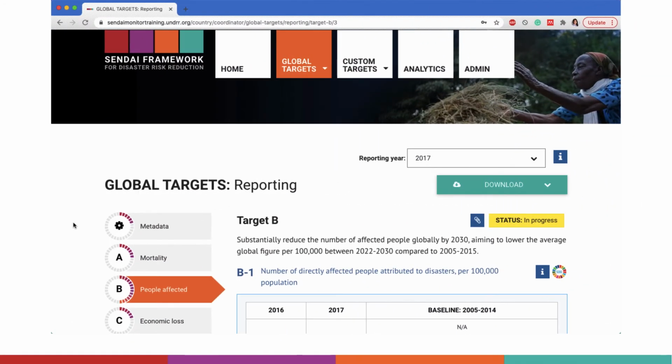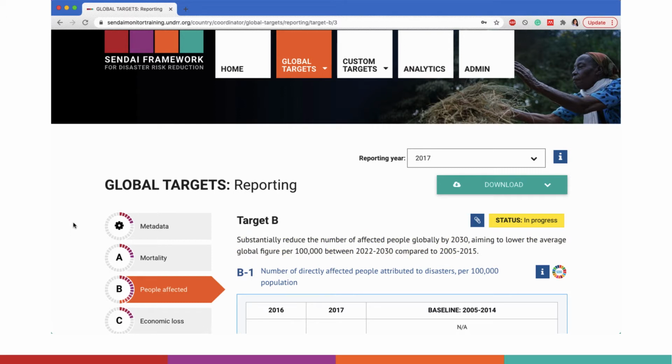This video will show you how to report on Target B using the Sendai Framework Monitor system. Target B is to substantially reduce the number of affected people globally by 2030, aiming to lower the average global figure per 100,000 between 2020 to 2030 compared to 2005 to 2015.